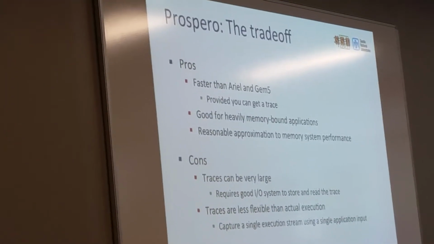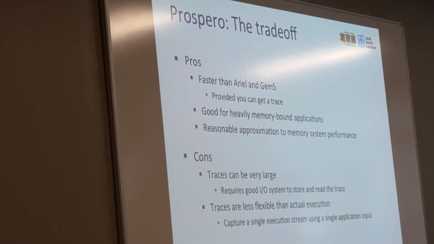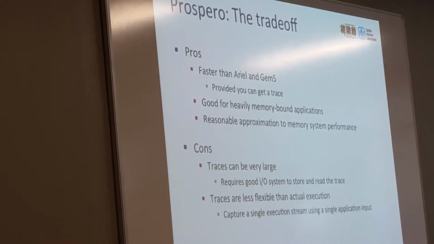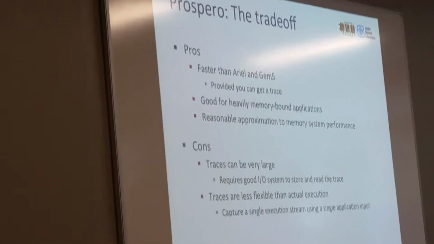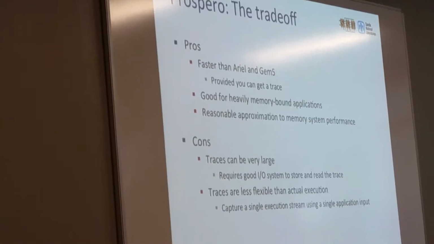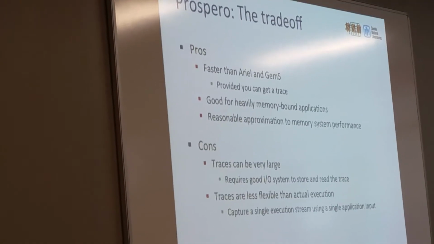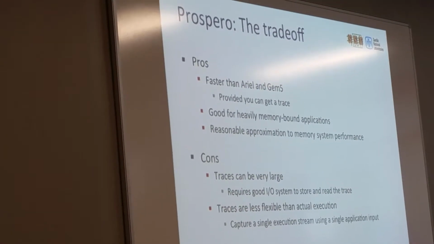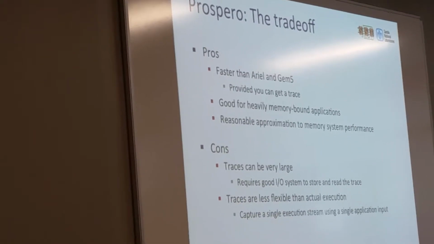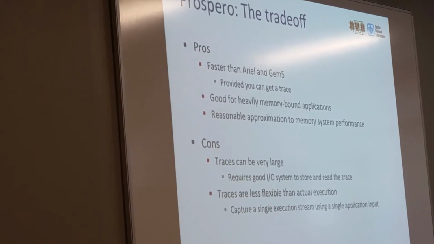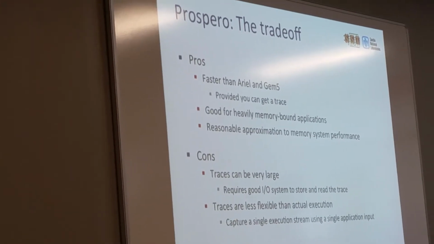The cons, of course, are the cons of any trace-based simulation model. The traces can be very large, so it really requires a good I/O system to utilize it effectively. Also, traces tend to be less flexible than actual execution, and because we're only capturing a single execution stream, it takes some extrapolation to see what the impacts of threading would really look like.